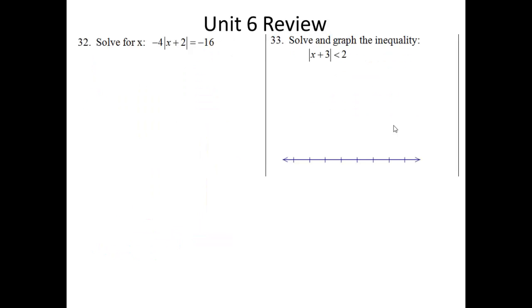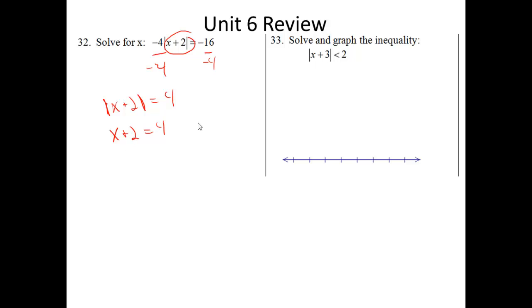All right, on 32, we're going to solve for x. First thing we want to do is get what's in right here by itself. So in order to do that, we need to divide by -4 on both sides. So we have absolute value of x plus 2 is equal to 4. -16 divided by -4 is 4. And because of absolute value, we always will have two answers that will satisfy our x to make this statement true. So the way we handle that is we say that x plus 2 is equal to 4. We set up two mini equations.